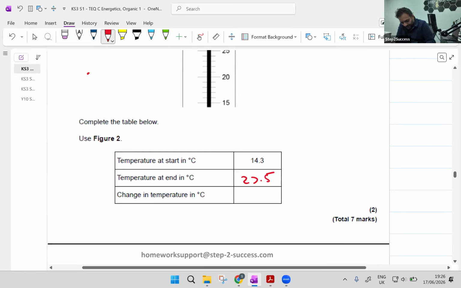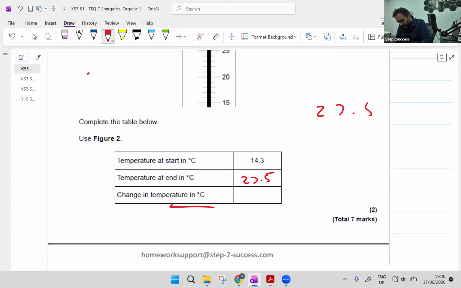And then the change in temperature is the difference between these two numbers, which you are welcome to use a calculator for, but without one, 27.5 take away 14.3 is the change, and it's 13.2.